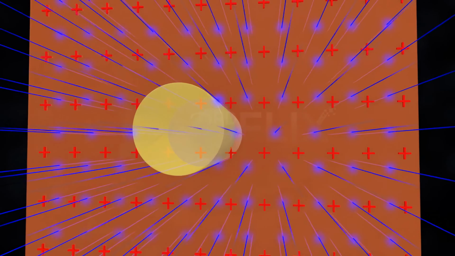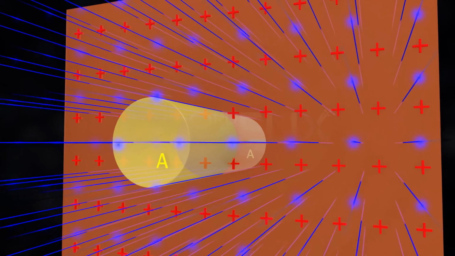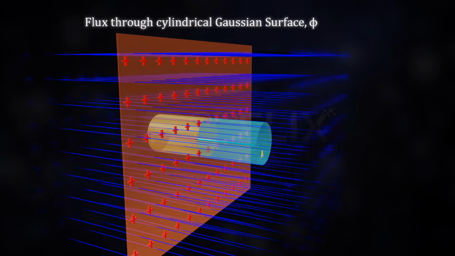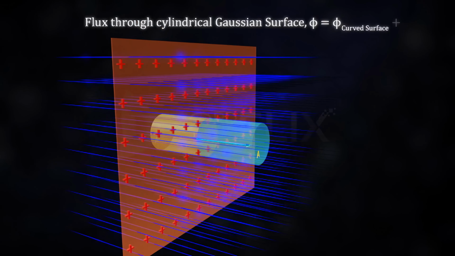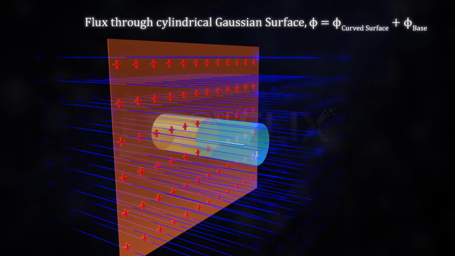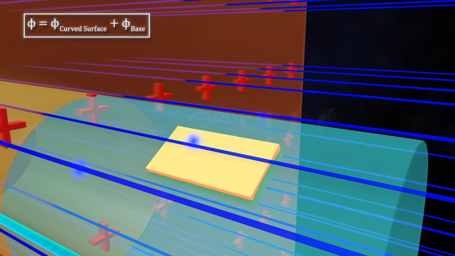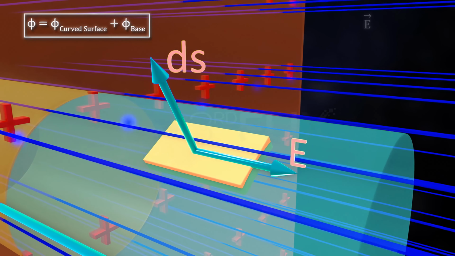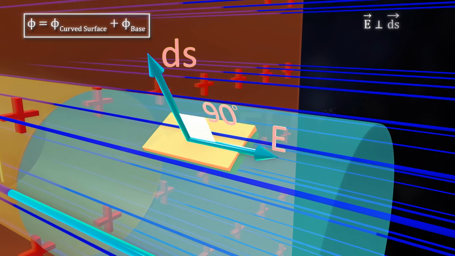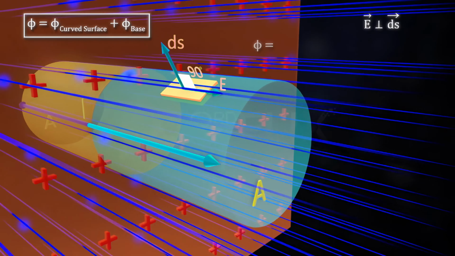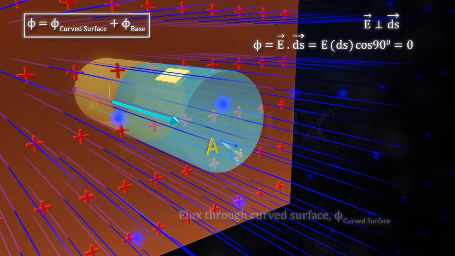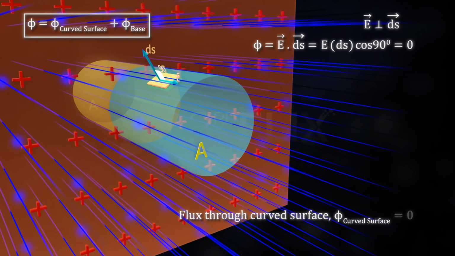Consider a cylindrical Gaussian surface, symmetrical on both sides of the sheet with base area A and length L. Flux through the cylindrical Gaussian surface is the sum of flux through the curved surface and flux through the bases. Consider an area ds bar on the curved surface. Direction of the electric field is perpendicular to ds bar. Hence, flux E bar dot ds bar is 0. Therefore, flux through the entire curved surface is 0.